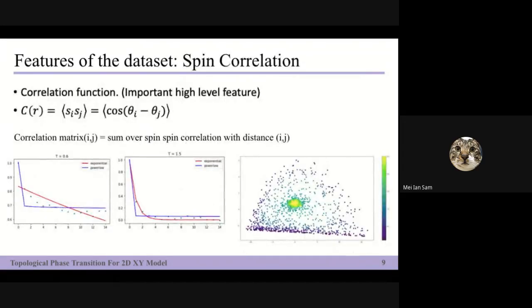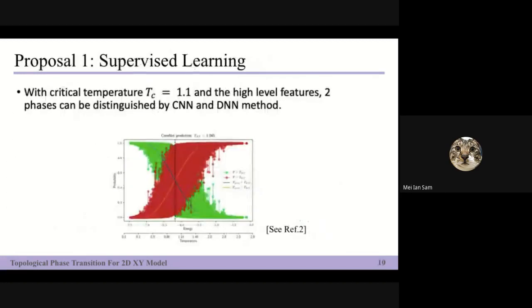Next. The spin-spin correlation behavior is the most important feature for the KT transition. Here are the correlation functions for low temperature and high temperature. Power-law decay appears for low T data and exponential decay for high T data. Moreover, we can compute the correlation matrix. The ij elements represent the spin-spin correlation with distance ij. We apply PCA to the correlation matrix for different configurations. We can see that high temperature data collapse onto one single cluster and low temperature data collapse onto the other curves. Then, next.